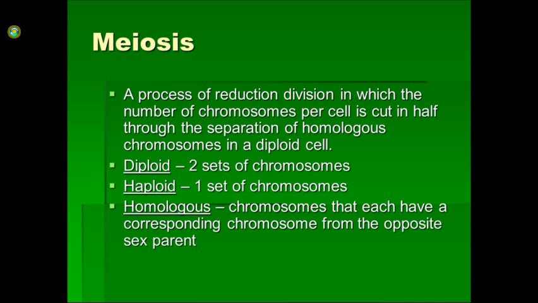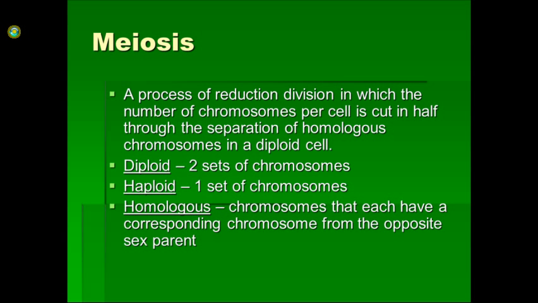So what is meiosis? Meiosis is a process of reduction division in which the number of chromosomes per cell is cut in half through the separation of homologous chromosomes in a diploid cell. Now, some of that may sound confusing. Think of it this way.